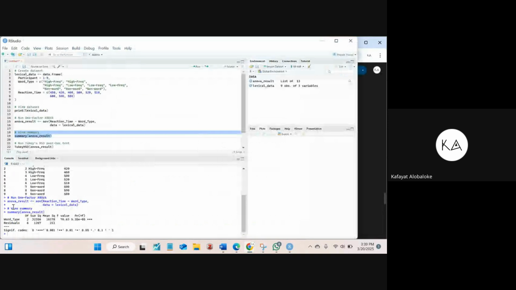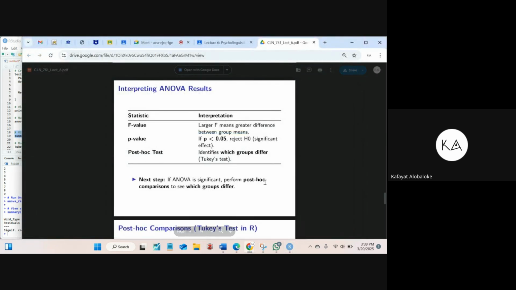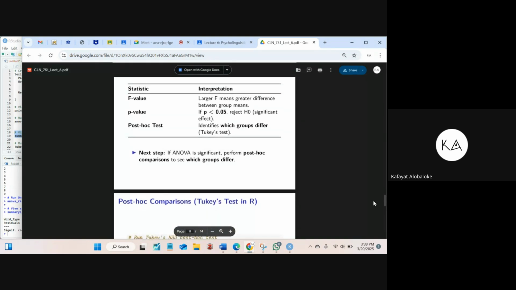Let's confirm this. These are the p-value and these are the F value. Our F value is large. This means there is a greater difference between the means. And our p-value is less than 0.05, so we reject the null hypothesis. Now, the next step: can we say our ANOVA is significant or not? Anyone? Who can tell us if our ANOVA is significant or not?